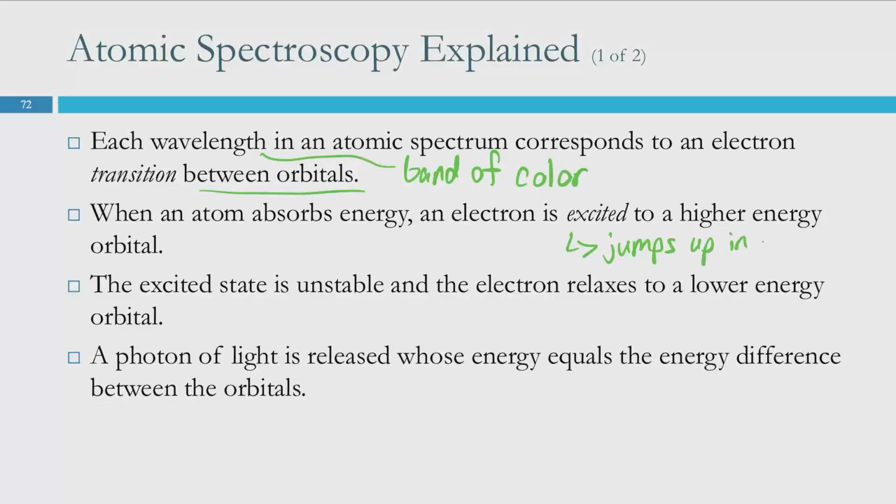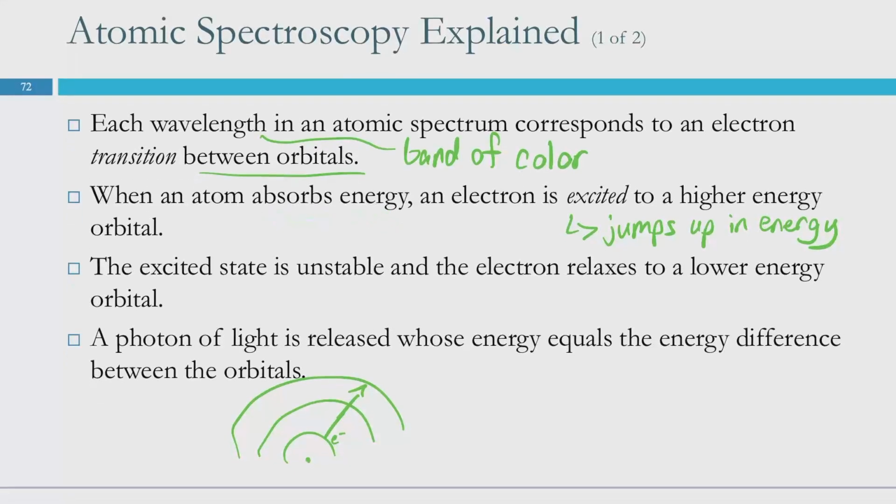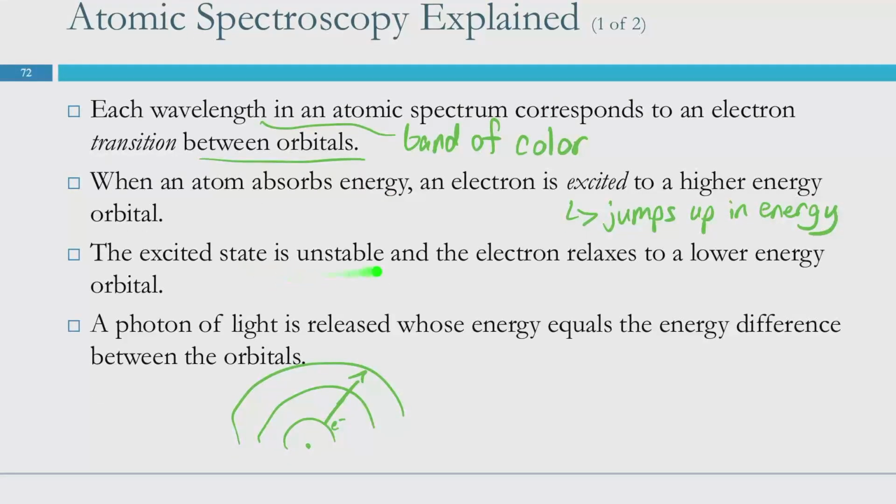It jumps up in energy. With the Bohr model, we were talking about it like it jumps maybe from n equals 1 to n equals 3. That's because of the absorbed energy. That excited state, though, is unstable, so it can't stay there forever, and it eventually relaxes to a lower energy orbital.